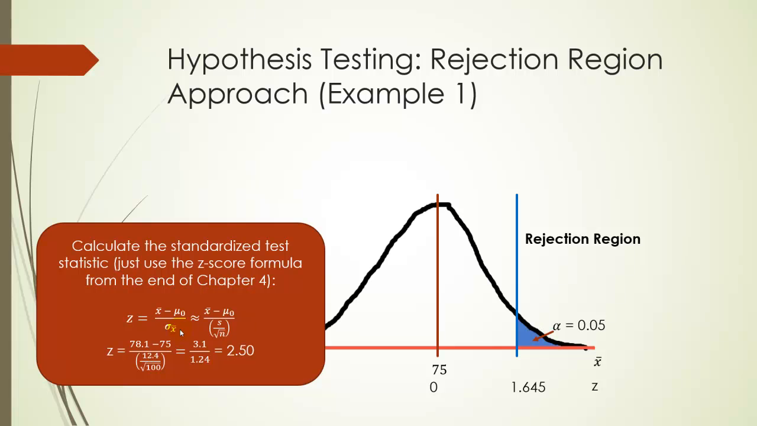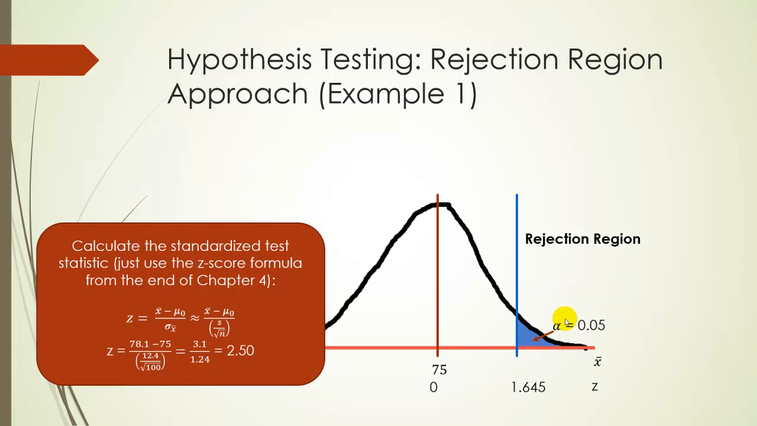So again, we need to figure out sigma x bar, the standard deviation of this distribution, which remember is just sigma over the square root of n. We don't know sigma, so we'll just use s instead. So it's going to be 12.4 divided by the square root of our sample size, which was 100. So that gives me 3.1 divided by 1.24, which is actually exactly 2.5. So our test statistic is 2.5.